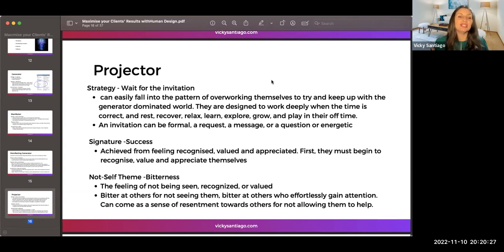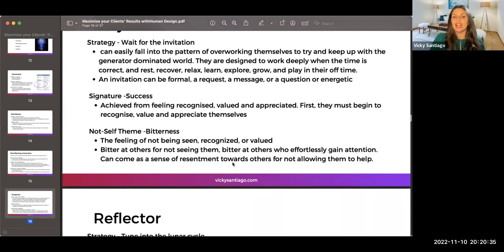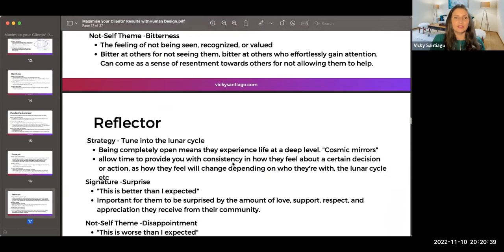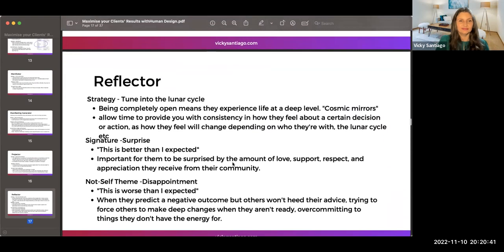Okay, the not-self theme is bitterness. So that comes with not being seen, not being recognized, not being valued. And it can come as a sense of resentment as well. They just want to be allowed to be themselves.